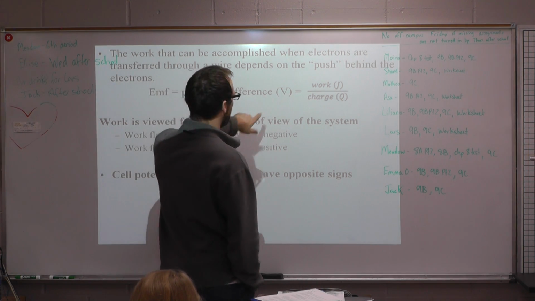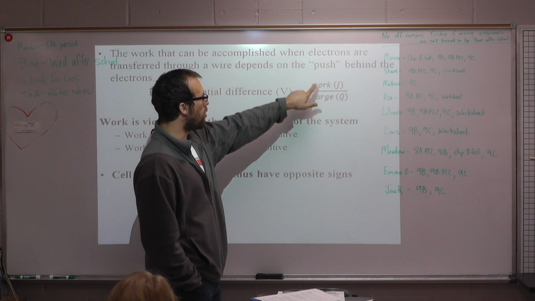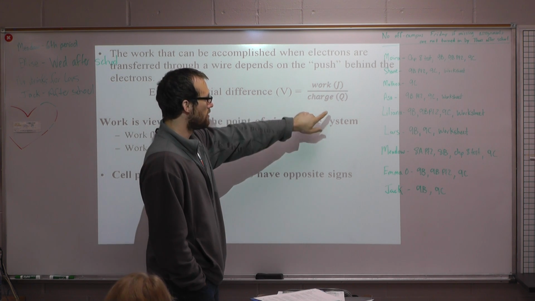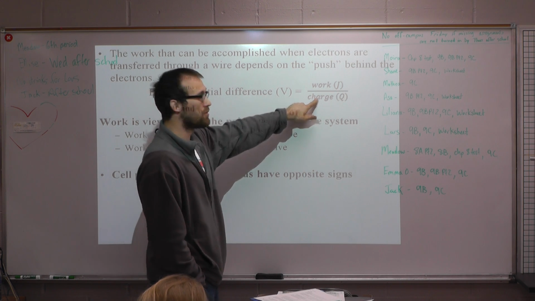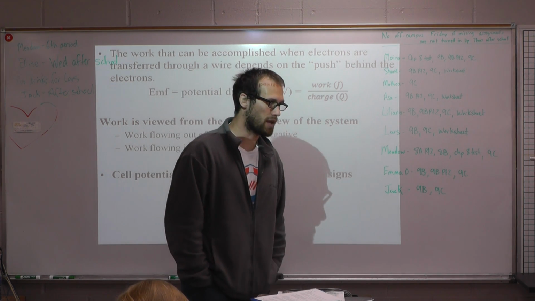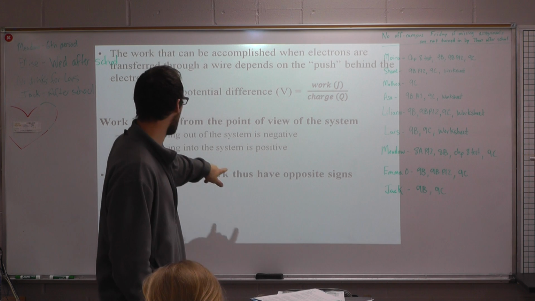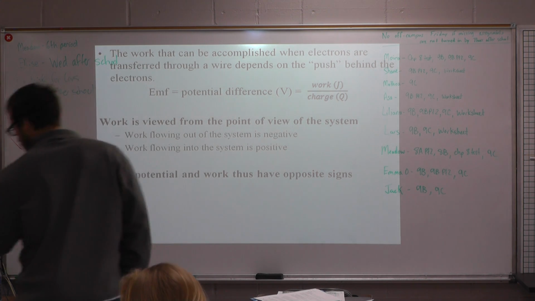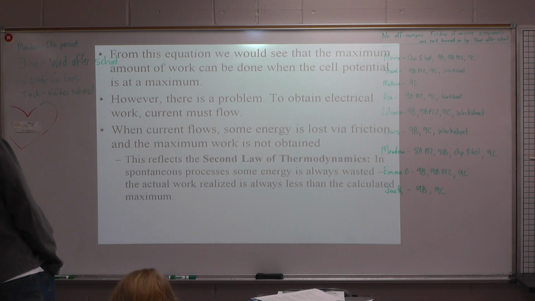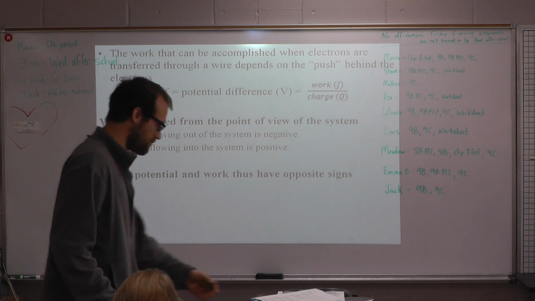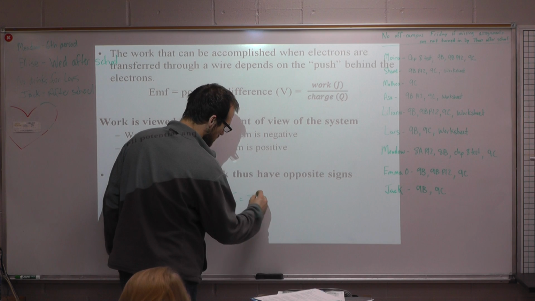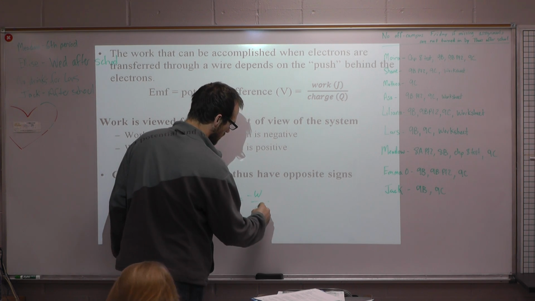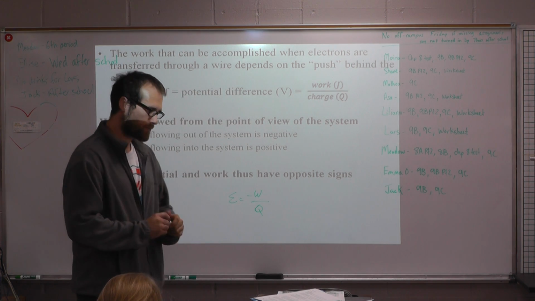Now, if I have 1 volt, I'd be able to do 1 joule of work via 1 coulomb of charge. That is an equation that we are going to use. You guys have this in your notes? E equals negative W over Q, I believe. Yeah, we have it. Okay.